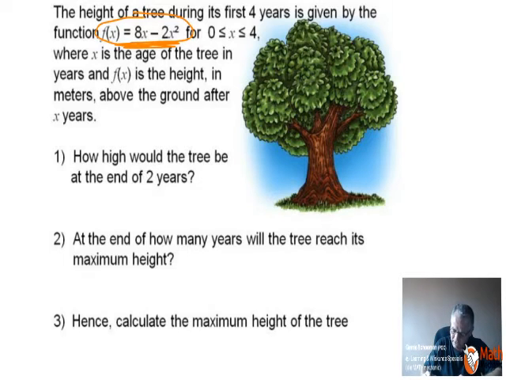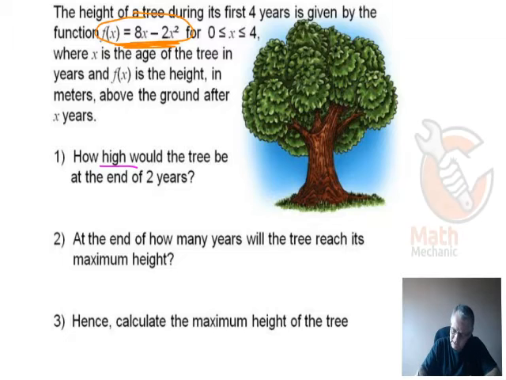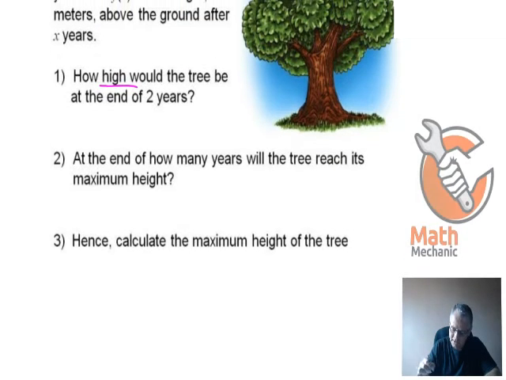And when you look at the questions that they give you, they say how high would the tree be at the end of 2 years? That is pretty much taking the horizontal axis, the x values, and finding the 2, which will be the time axis in this case, finding the 2 and then finding the y coordinate. The next question, at the end of how many years will the tree reach its maximum height? Then they're asking you to find the turning point.